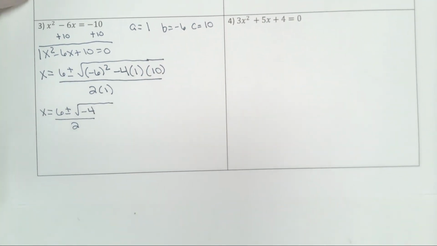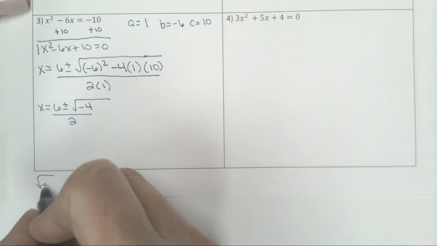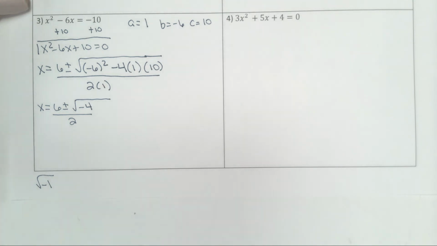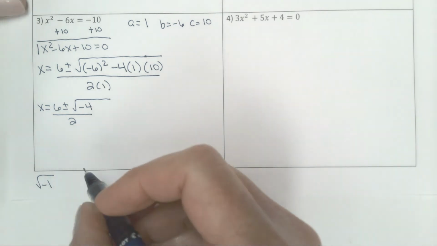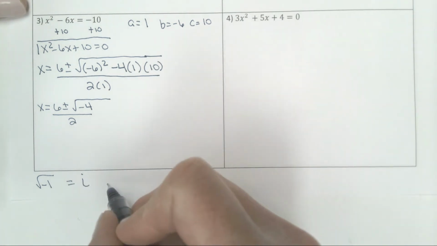All right, so now here's where we need a mini lesson. If you have the square root of -1, the square root of -1 is i. This is an imaginary number.